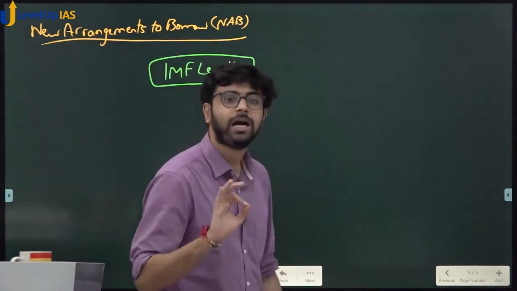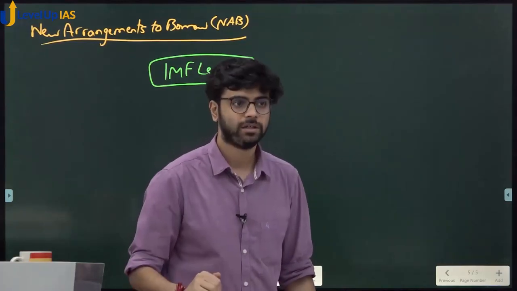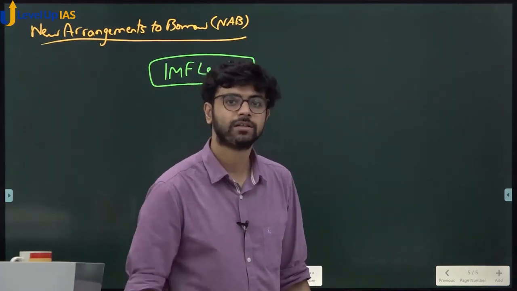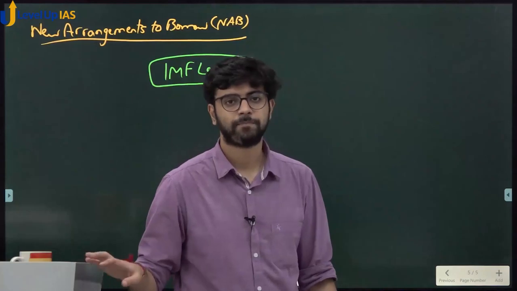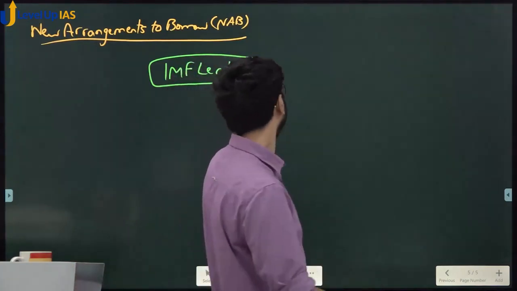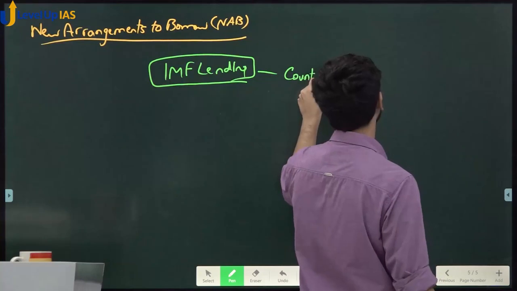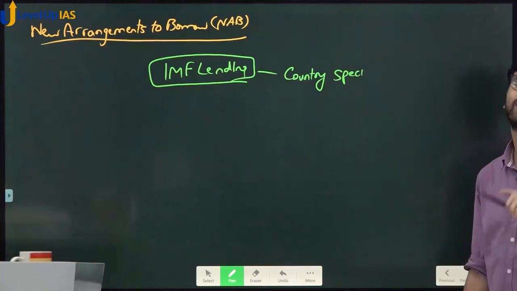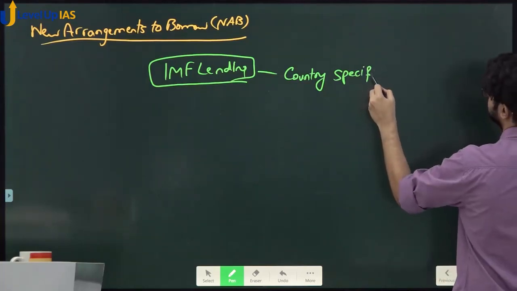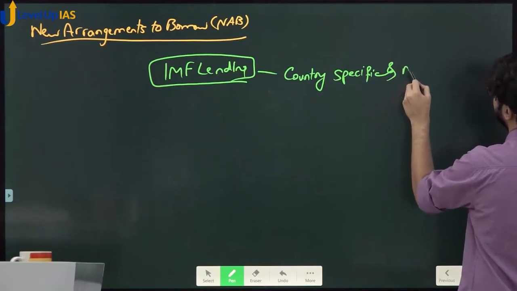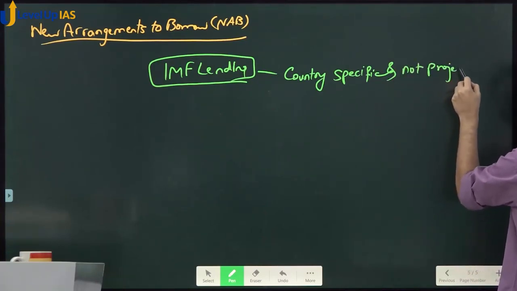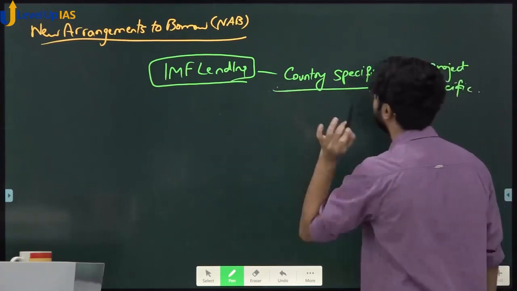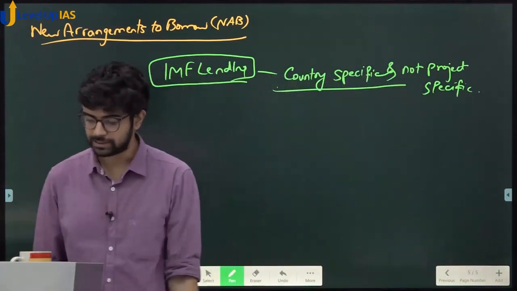Theek hai, so IMF lending facilities, always remember they are country specific, not project specific, which means ki they will not ask India ki balance of payment crisis happened due to what reason, which scheme, theek hai, they will not do that, they will give it to the country. Theek hai, so it is country specific. I am telling this because World Bank is exactly opposite, isliye I am telling, World Bank is project specific and not country specific. So no matter if you are running one scheme or 100 schemes, if you need money, you should need money for overall macroeconomic problems and not for particular projects.